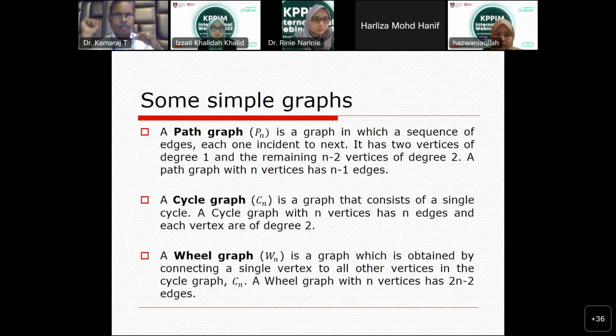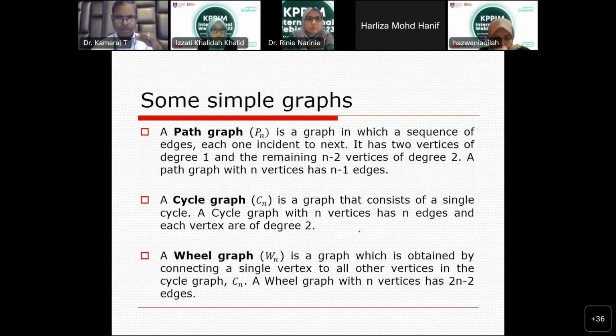Before going to some examples of square residue labeling on graphs, let me consider some simple definitions of graphs, like the path graph. You all know a path graph is a sequence of vertices and edges, where the graph has only 2 vertices of degree 1, and all the remaining vertices have degree 2, where degree is the number of edges incident on the vertex. A cycle graph is a closed path graph, and a wheel graph is obtained by connecting a single vertex to all other vertices in the cycle graph.